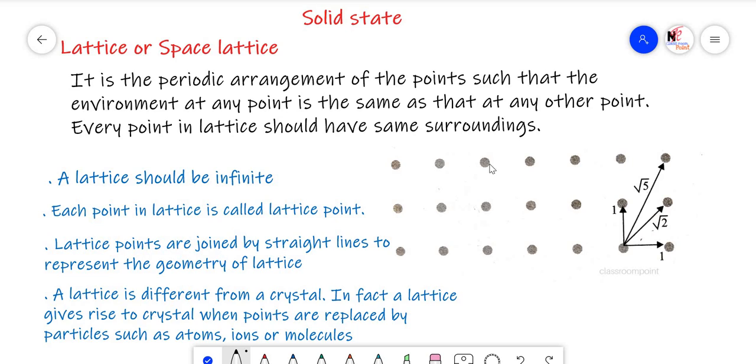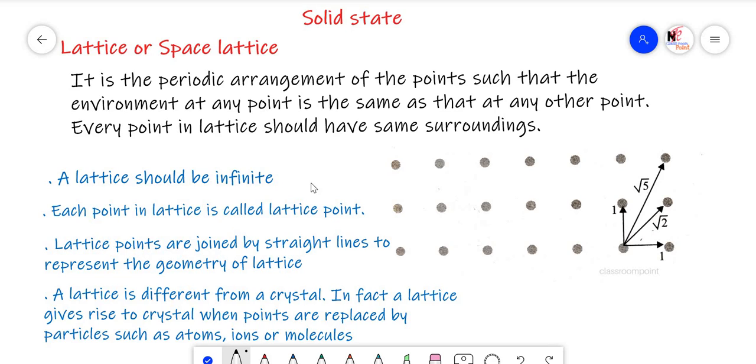See here, these points are arranged in a sequence, a periodic arrangement. The pattern is the same in all these cases. This direction or this direction, you go in any direction, the arrangement of the particles is the same. No need to consider these points as atoms or molecules or ions. You can take them as bricks also. If you keep the bricks in a periodic arrangement, that arrangement is also called a lattice.